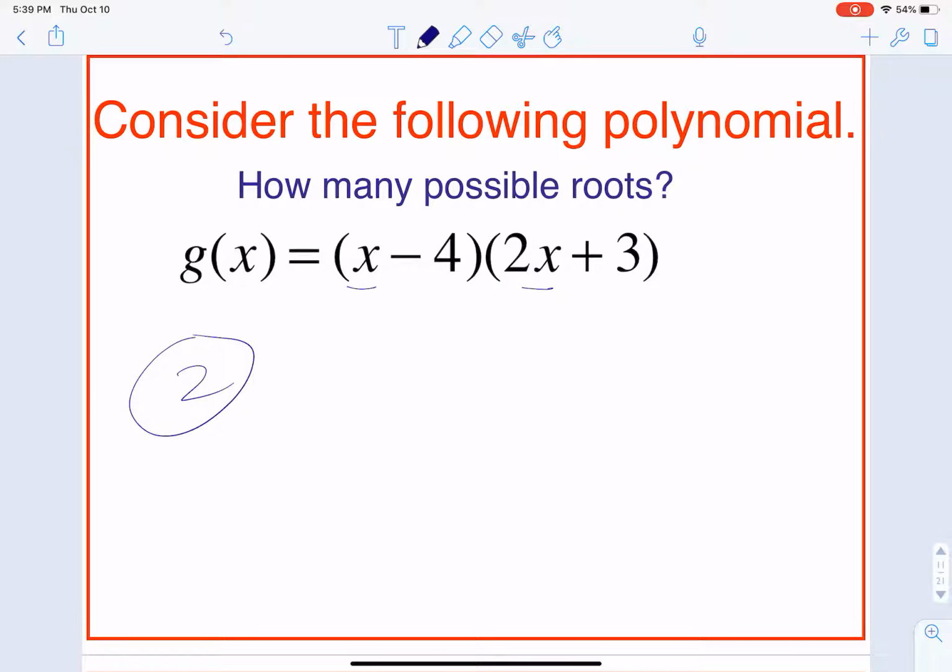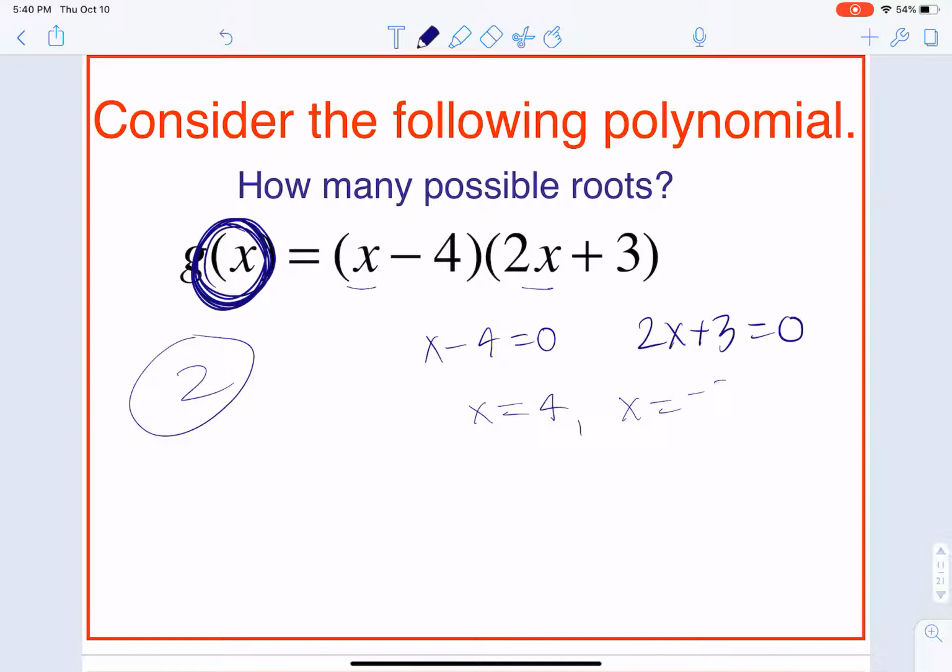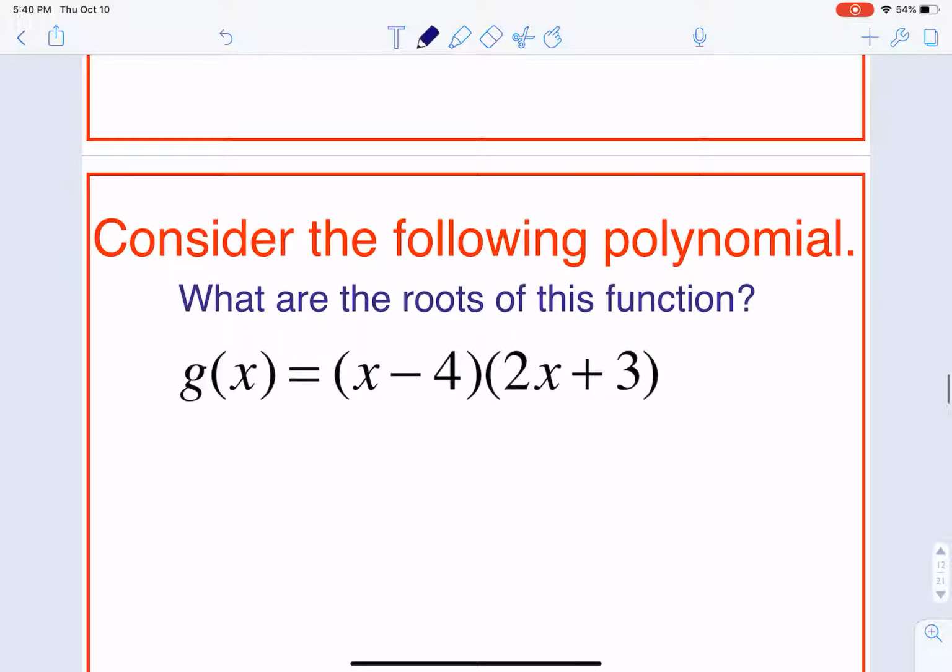And seeing that this is in factored form, I know that x minus 4 is set equal to 0 and 2x plus 3 equals 0. If I plug in 0 for g of x, I know that I can actually tell you what the roots are. So x is equal to 4 and x is equal to negative 3 halves are going to be the roots of this polynomial right here.